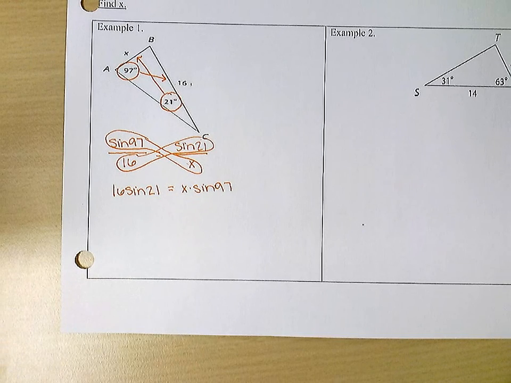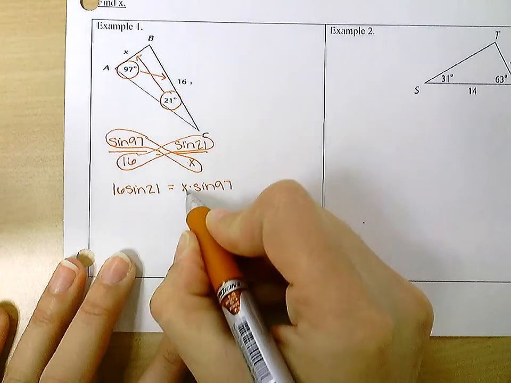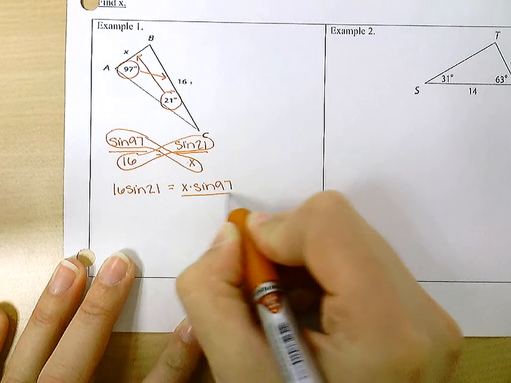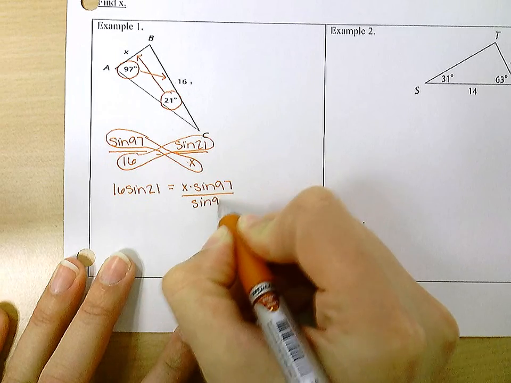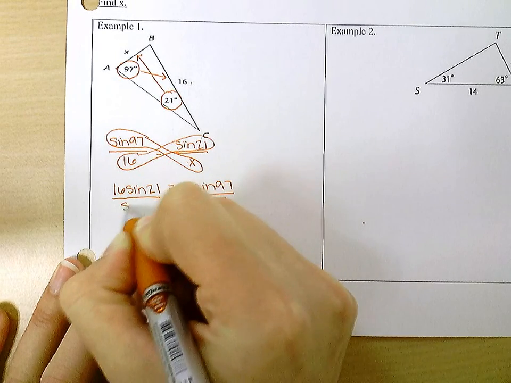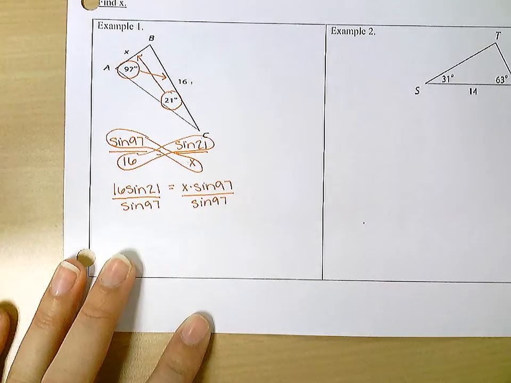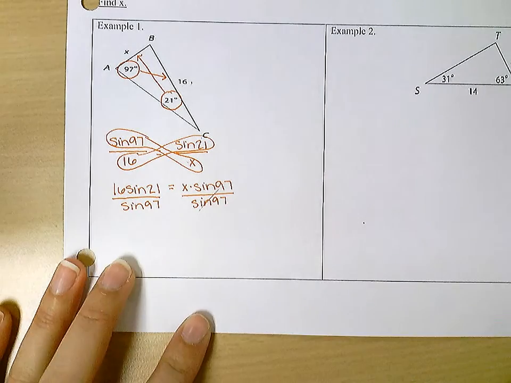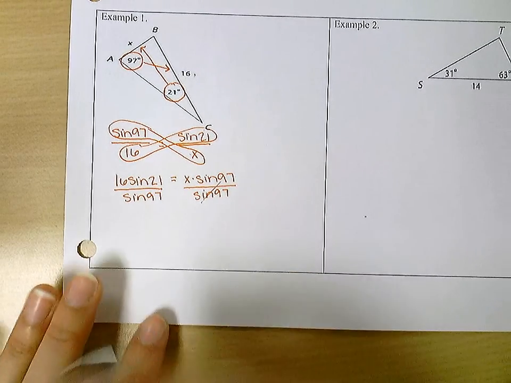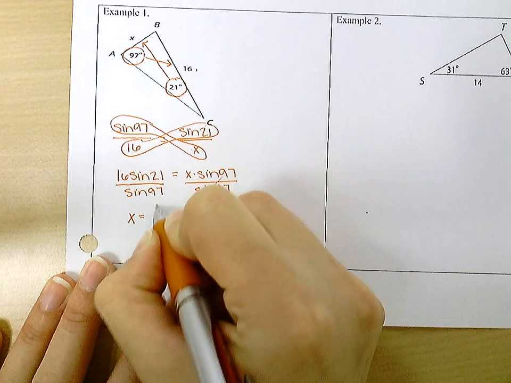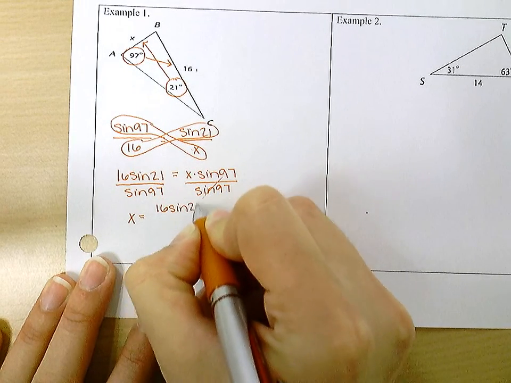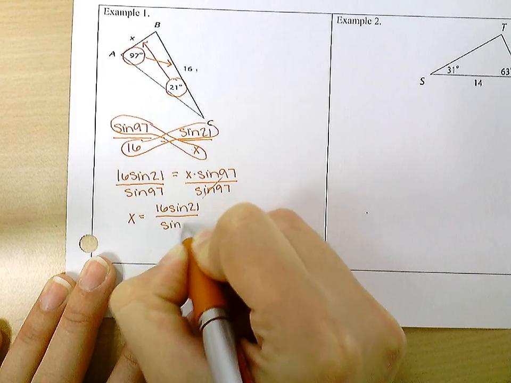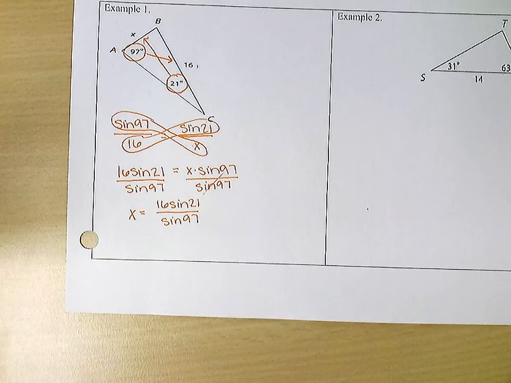Now I'm trying to solve for x, so I want x by itself. So since these are multiplied together, I would divide both sides by sine of 97, so that it cancels out over here. Then I have x is equal to 16 times the sine of 21 over the sine of 97. And this is what you need to plug into your calculator.